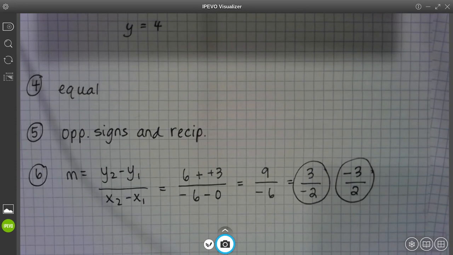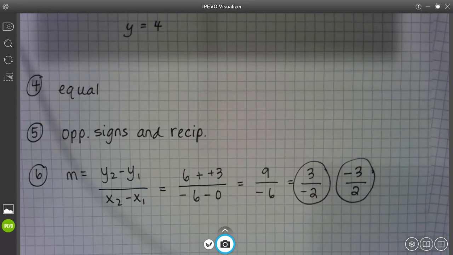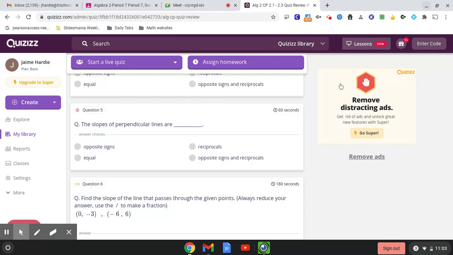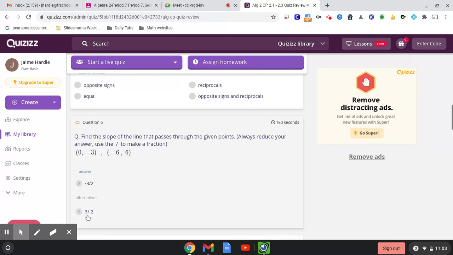So it's not going to be pretty though when you type it into quizzes. You're going to have to use the /. And again, it don't look pretty, but it is the right answer. So let me show you what it looks like when you write it in quizzes. You would just write -3/2. Or you could put 3/2. Either one's going to be marked correct tomorrow. Okay? All right, I think the next one is also a slope question.